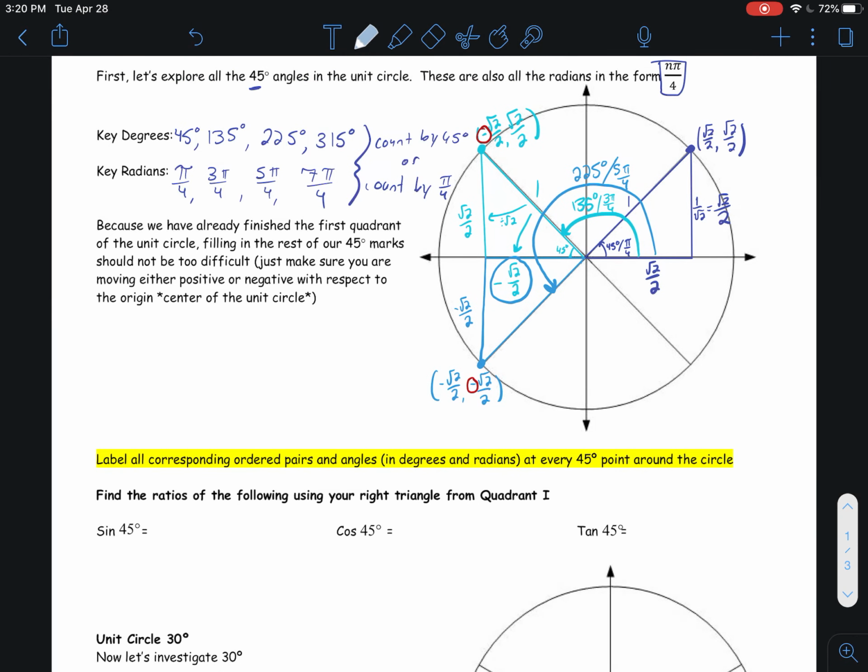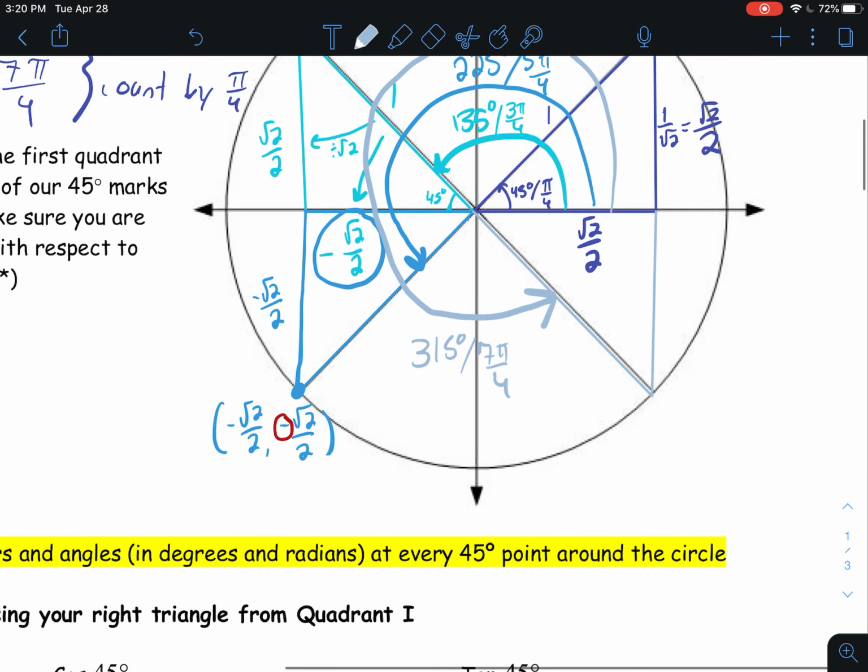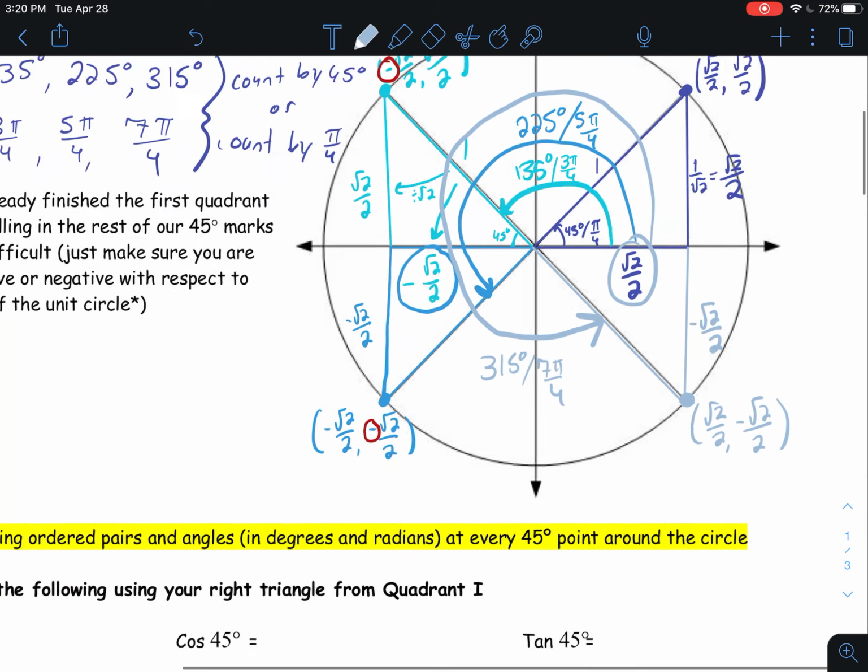So the last one that we're going to look at is our 315 degrees, which is also our 7 pi over 4. So we wrap all the way around the circle here. Boom. So this is 315 degrees slash 7 pi over 4. And then we build the right triangle, and then we can get these points. This is negative radical 2 over 2 because it's straight down. We already have radical 2 over 2, so then the point right here is radical 2 over 2, comma, negative radical 2 over 2. Okay?